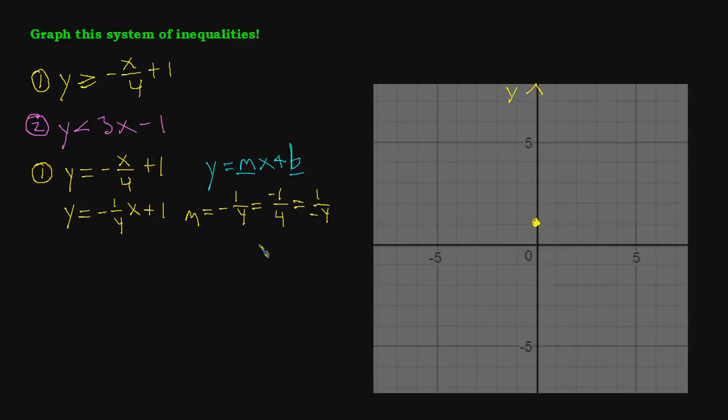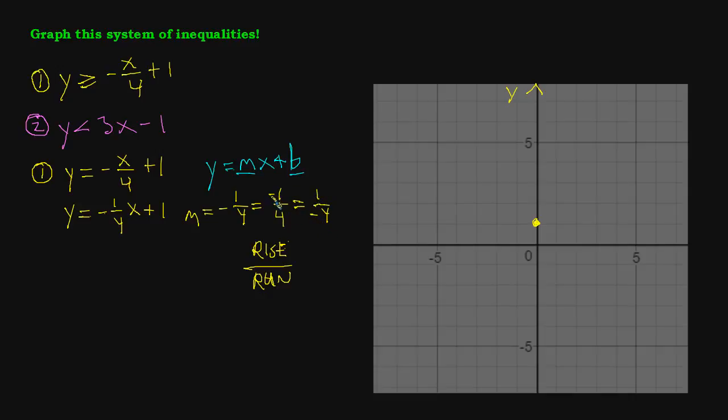Remember, slope is rise over run. Rise over run. And in this case, if it is rise over run, what that means is that we will either rise negative 1 and run 4, or we will rise positive 1 and run negative 4. Let's take a look at both.